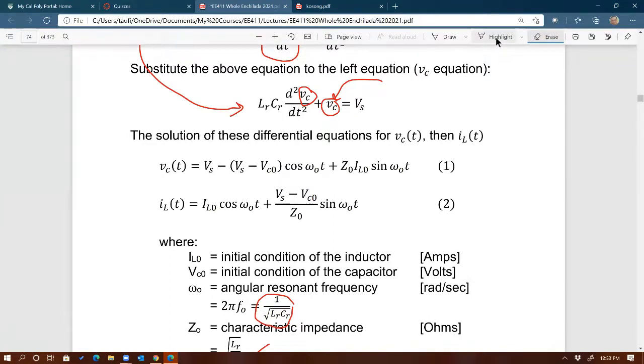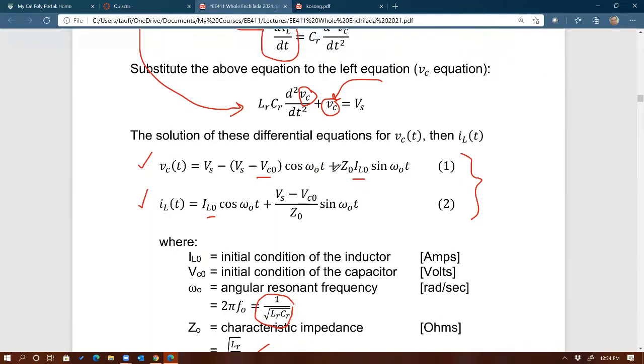What happens if both L and C have initial conditions? Well, those are the equations in front of you, right? This shows you that if we have both initial conditions, VC naught and IL naught, then you end up with sinusoidal voltage for the capacitor and sinusoidal current through the inductor, right? With IL naught and VC naught. Agree? Okay, then what happens if we have no initial conditions at all on both L and C?